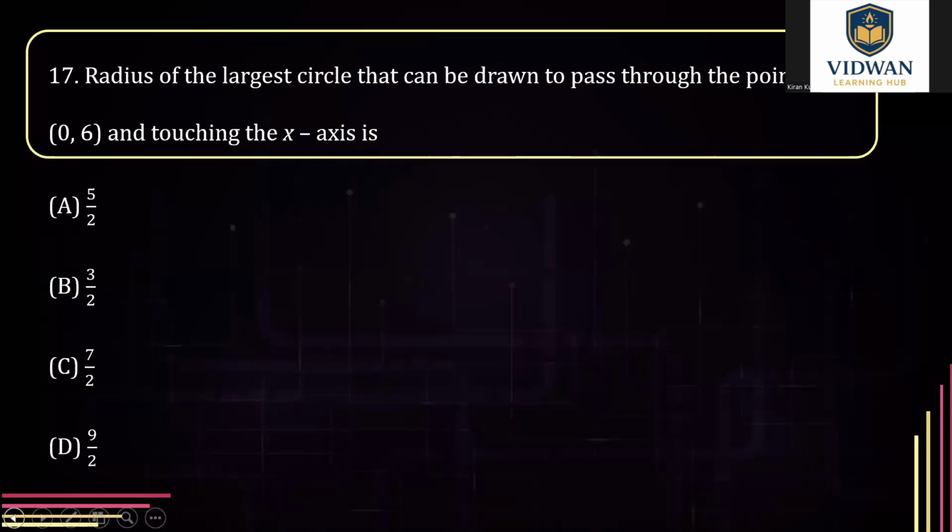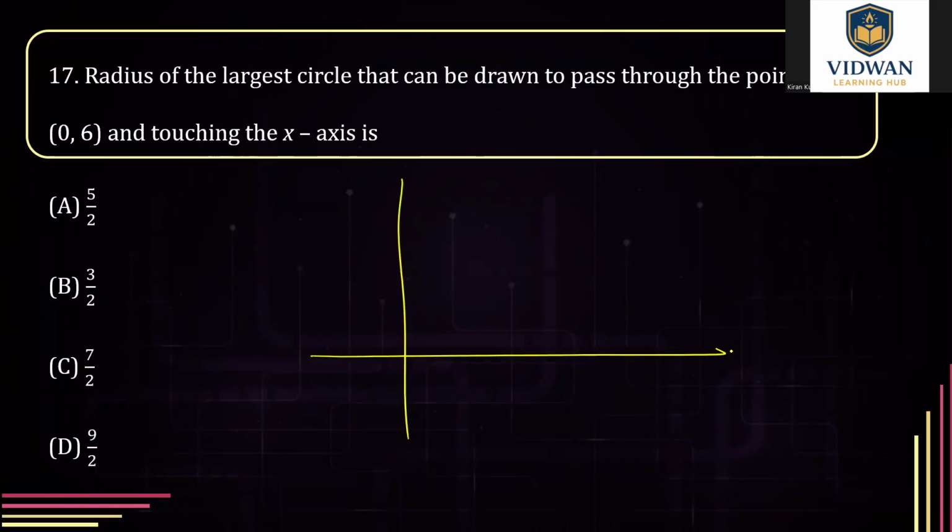The radius of the largest circle that can be drawn to pass through (0, 1), (0, 6) and which also touches the x-axis. Largest circle means the radius should be maximum. So usually they are saying it should touch the x-axis and pass through 2 points (0, 1) and (0, 6).